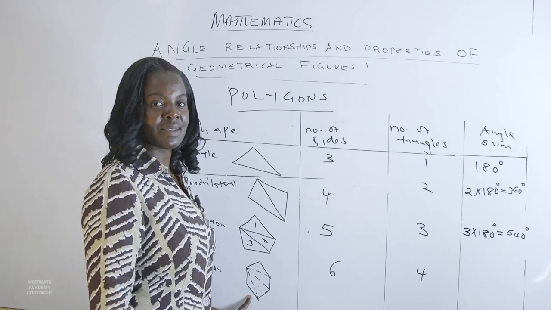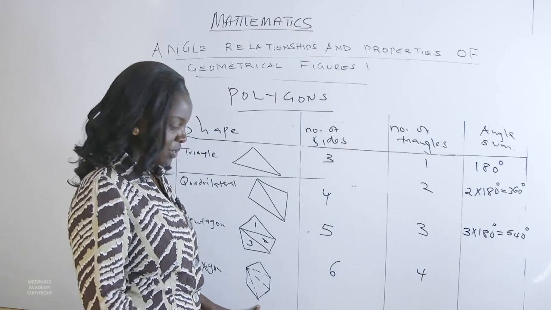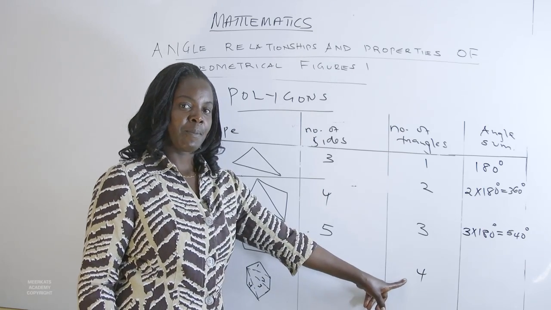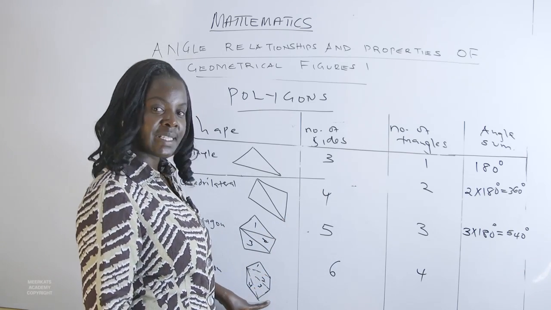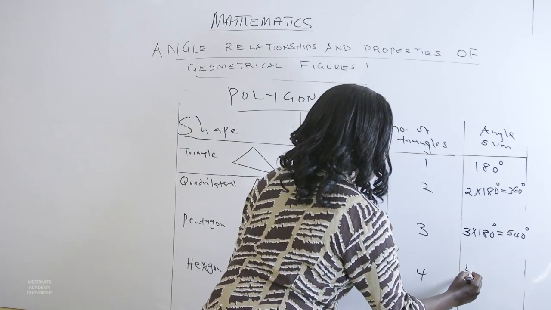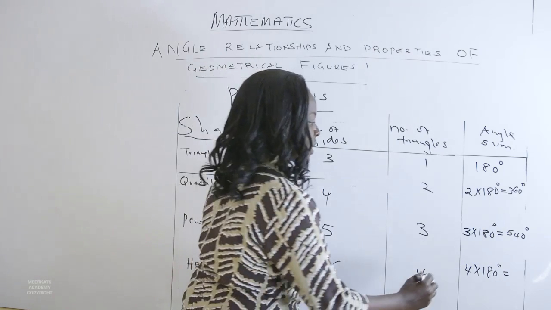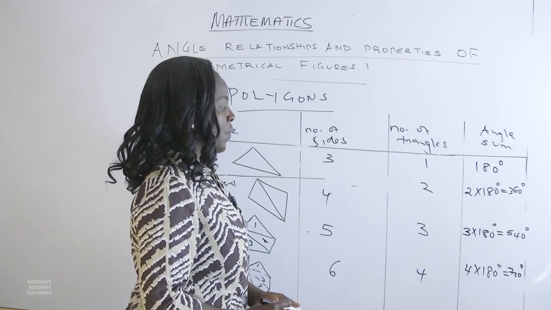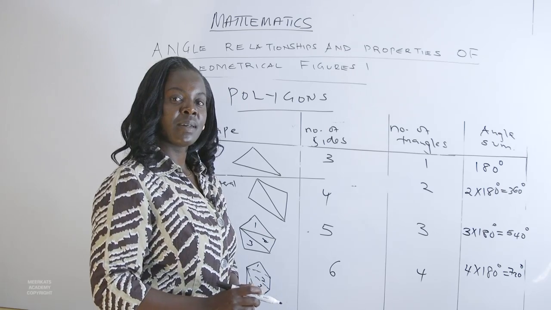A hexagon has 6 sides. If we draw it in terms of triangles, you realize that we'll have 1, 2, 3, 4 triangles. To get the angle sum of interior angles of a hexagon, we multiply 180 by the number of triangles that have been formed. The number of triangles is 4. So we multiply 4 times 180, and we get 720 degrees. We can continue and have a heptagon.